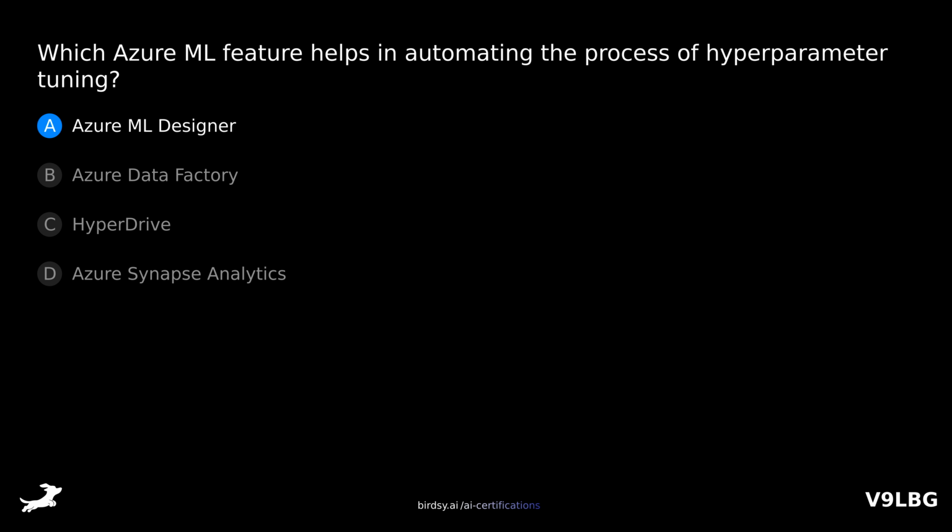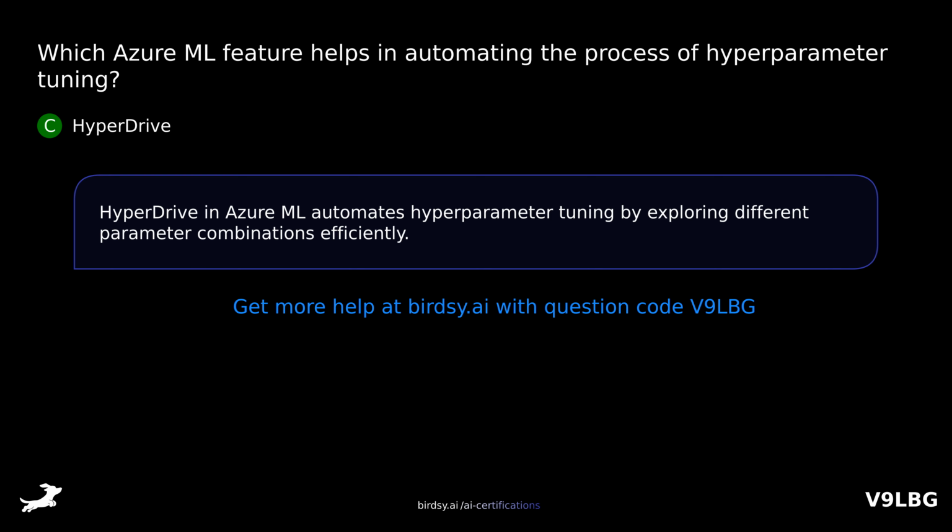Which Azure ML feature helps in automating the process of hyperparameter tuning? Is it A, Azure ML Designer, B, Azure Data Factory, C, Hyperdrive, or D, Azure Synapse Analytics? The answer is C, Hyperdrive. Hyperdrive in Azure ML automates hyperparameter tuning by exploring different parameter combinations efficiently.